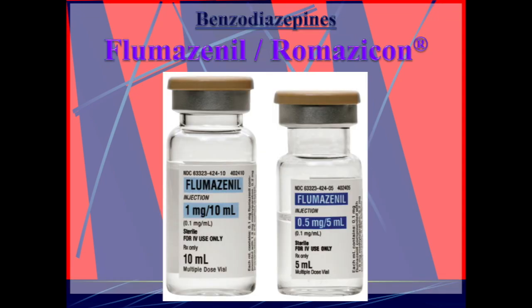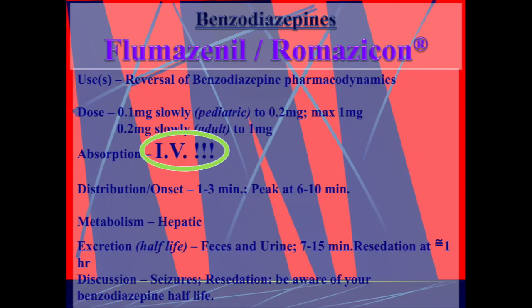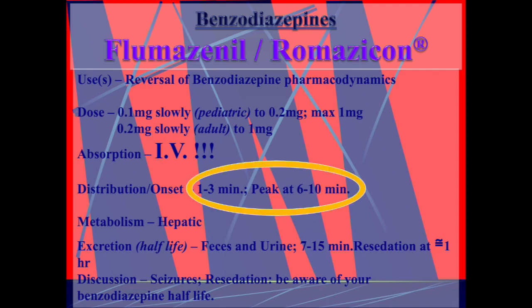Notice it comes in two different concentrations, and the drug has to be given IV. I know that some people are taught that you can give it under the tongue to reverse the benzodiazepine, but it has to be given IV. And it takes about 1 to 3 minutes that you would give it, and it peaks at about 6 to 10 minutes. So it's a really quick peak. Remember, it's going to go downhill from there, meaning that we're going to start to redistribute it, metabolize it, and excrete it.